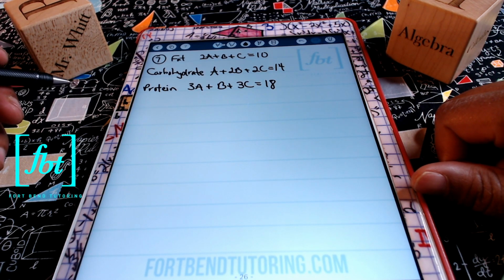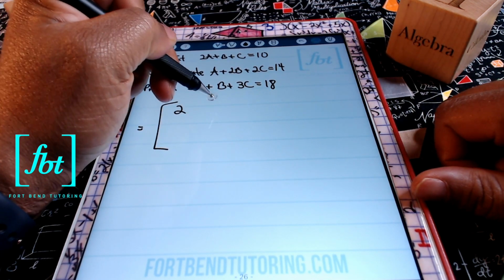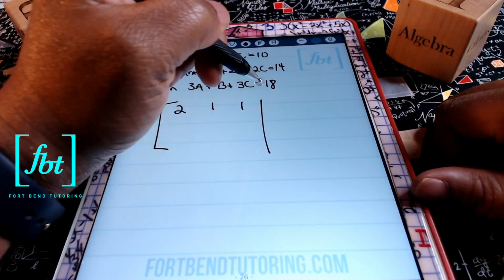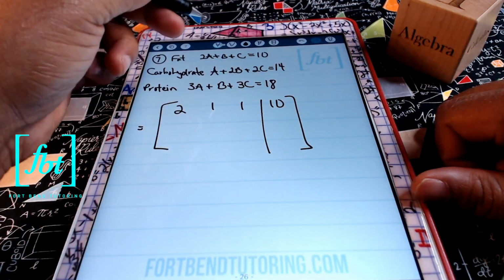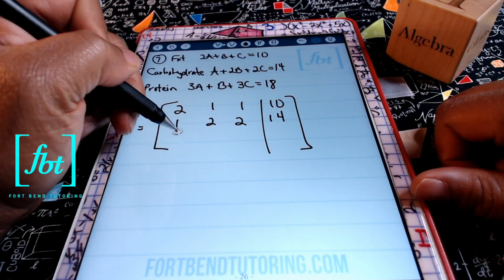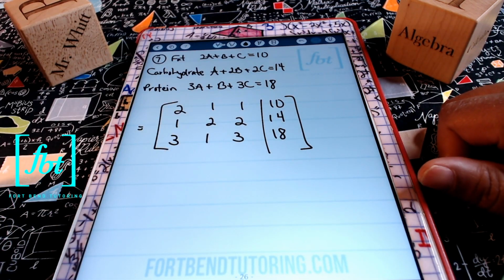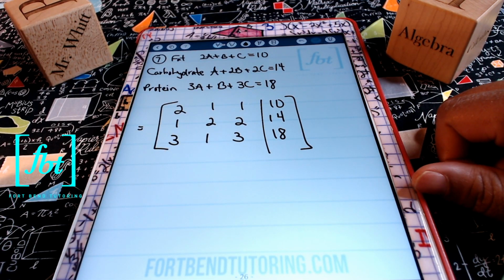So what we'll have now is an augmented matrix with coefficients 2, 1, 1, 10, as well as 1, 2, 2, 14, and 3, 1, 3, 18. And this is your augmented matrix for example 7.